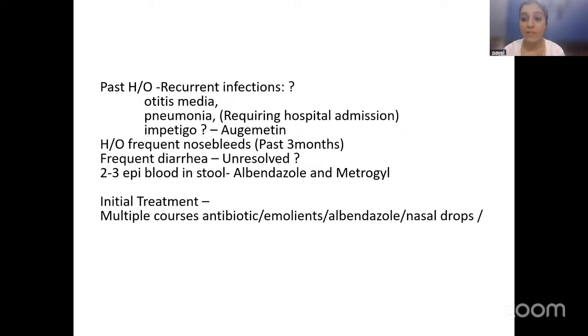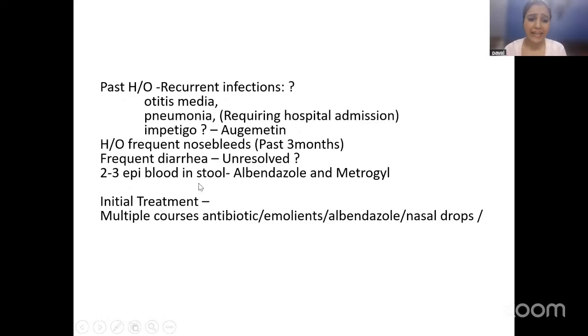One episode of pneumonia which required hospital admission, and impetigo, for which there was another prescription from a skin specialist where Augmentin was given. Then a history of frequent nosebleeds. They said the child gets epistaxis, and the mother was trying to relate it to the summer season or poor feed or whatever. Then frequent diarrhea, कि बार बार dust लगता है, and 2 to 3 episodes of blood in stool, for which, as per the mother, the child was given albendazole and metrozole, and it became better. But I have put them all together because they are telling a story now.